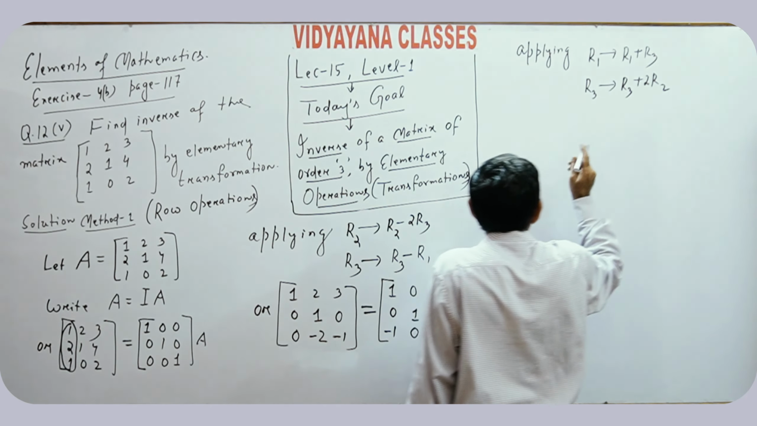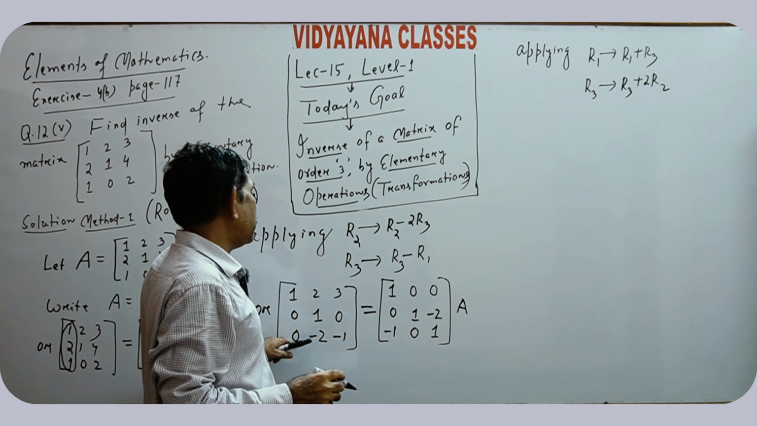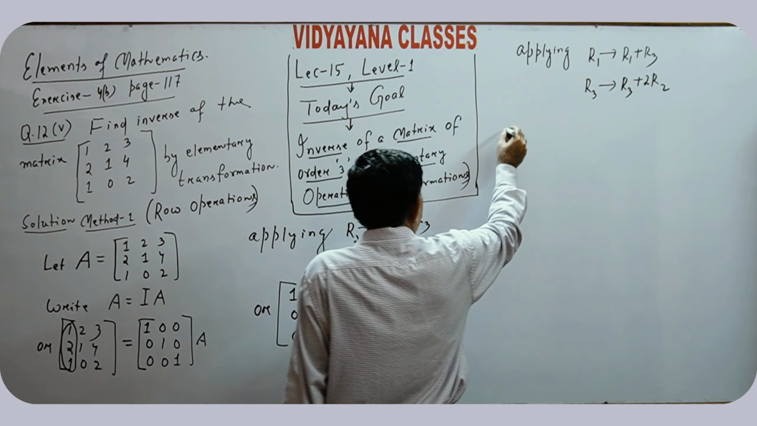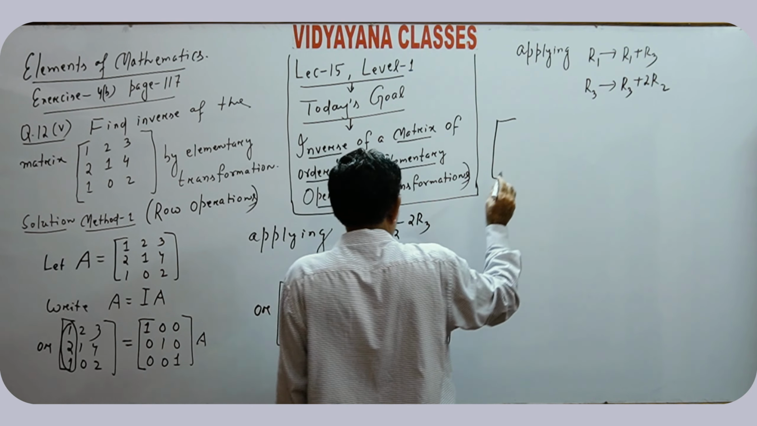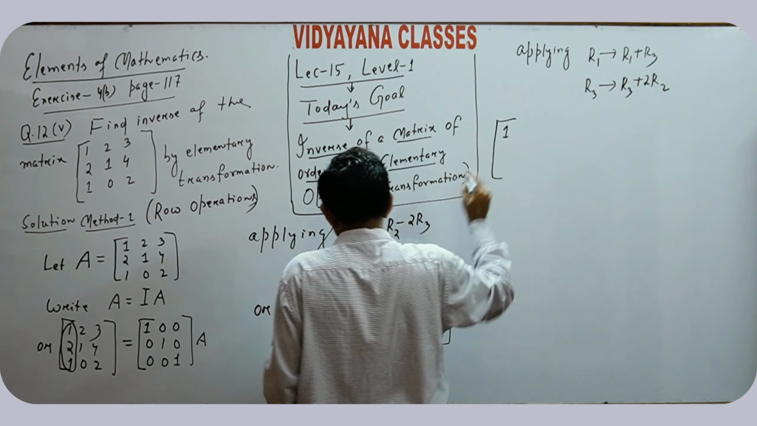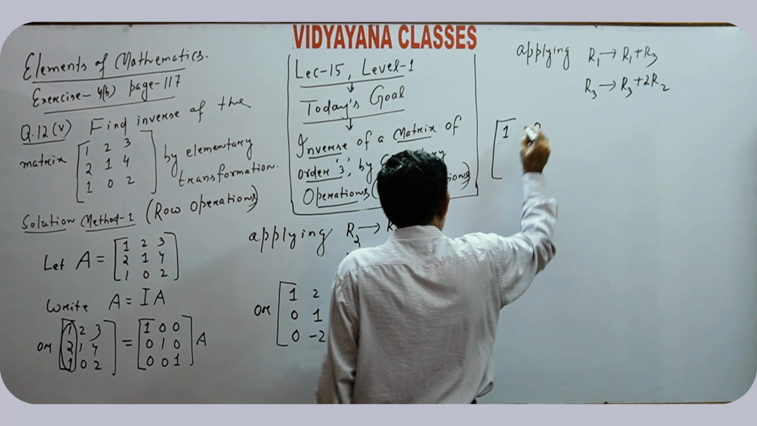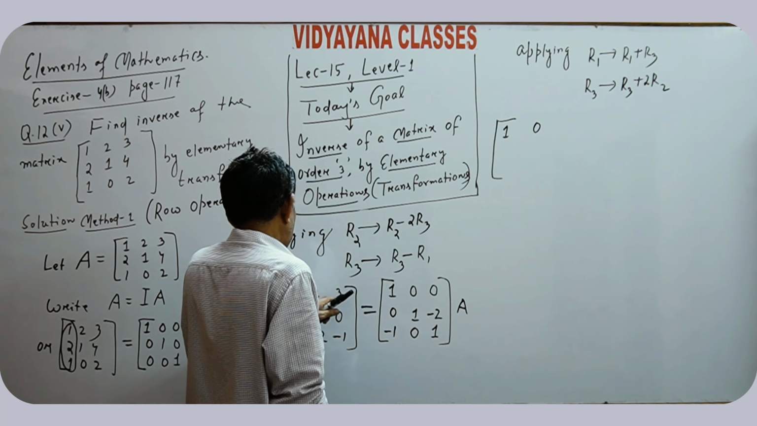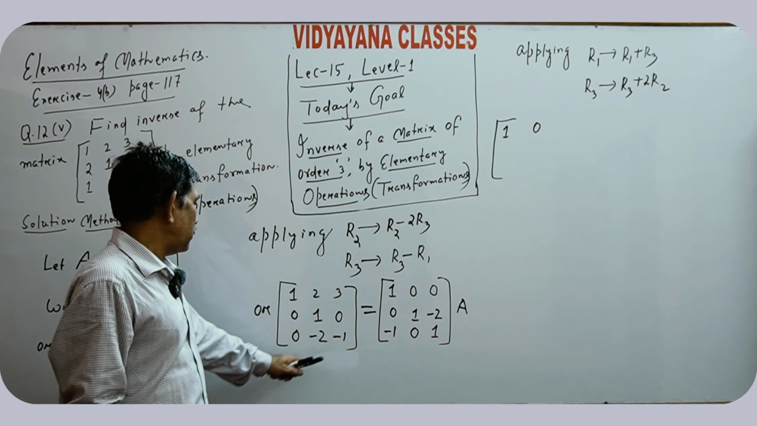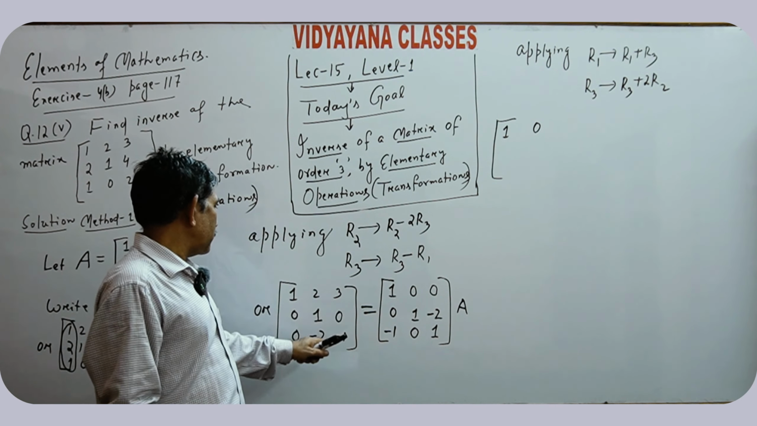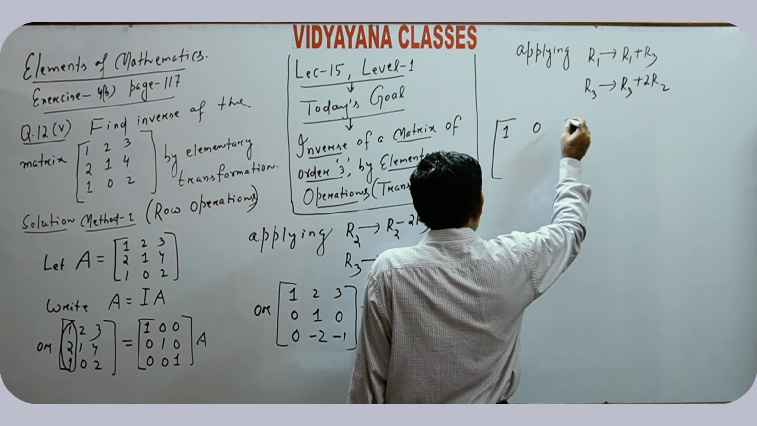On the left hand side, R1 is replaced by R1 plus R3. That is 1, 2 minus 2, that is equal to 0, 3 minus 1, that is equal to 2.